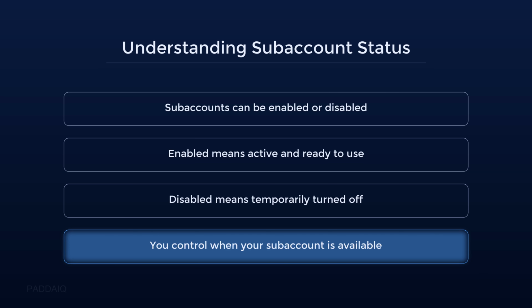You control when your subaccount is available. This means you decide the exact time to activate your development or testing environment. For instance, you might schedule it to start only during business hours to manage costs. This on-demand control ensures resources are used efficiently and only when needed.